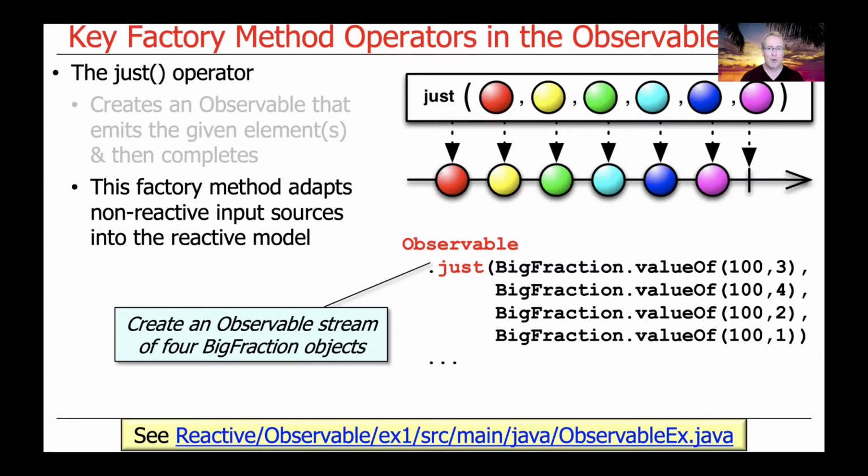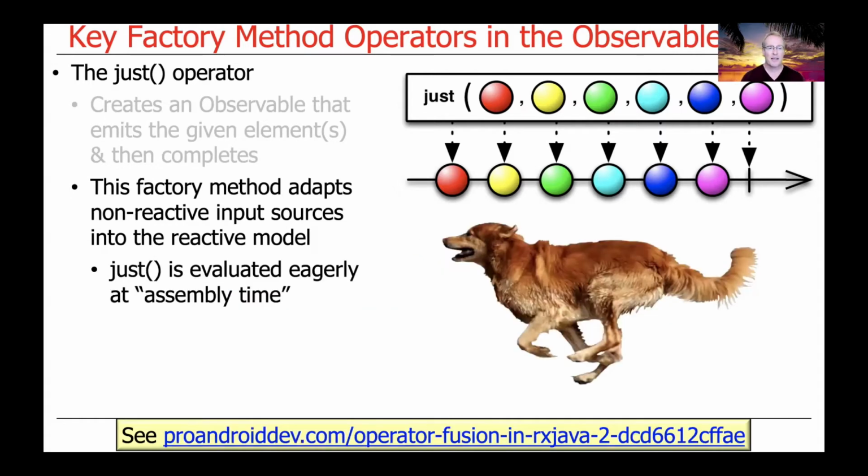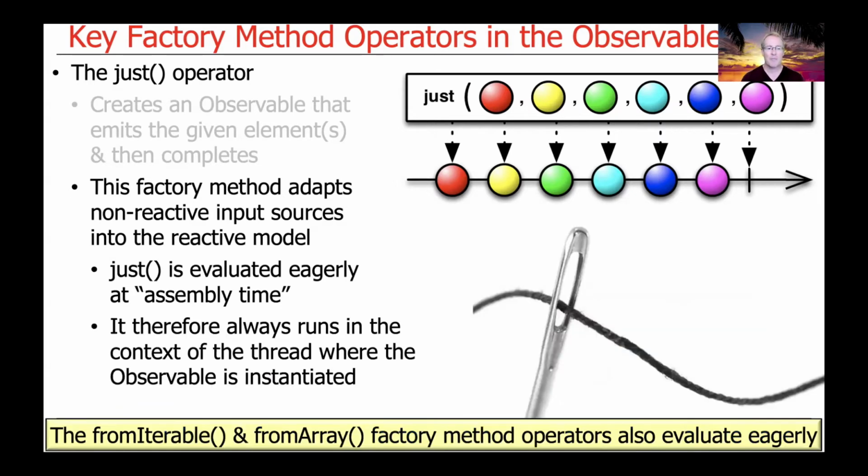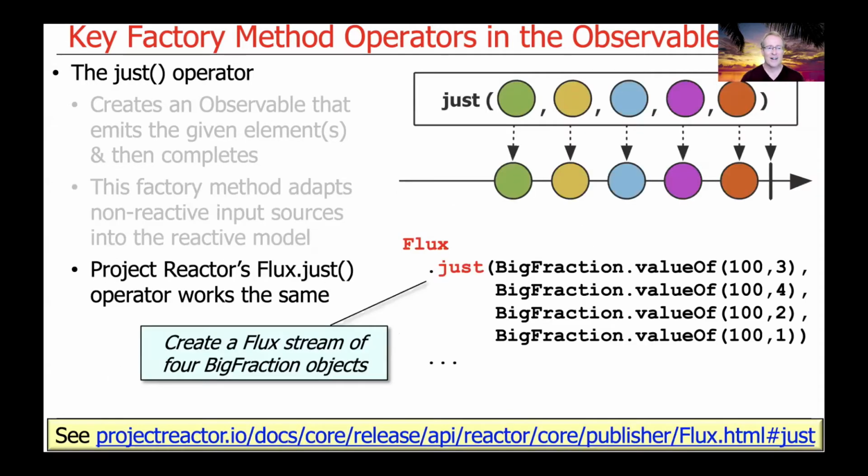This particular operator is commonly used to adapt non-reactive input sources into the reactive model. Keep in mind that just is always evaluated eagerly at assembly time. It therefore always runs in the context of the thread where the observable is instantiated. Note that the fromIterable and fromArray factory methods we're about to look at are also evaluated eagerly.